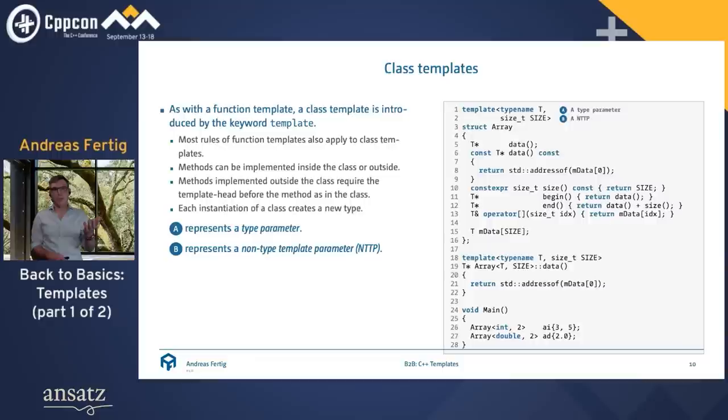So we say typename T, size_t Size, and then it returns the T star, which would be the same as we would write for a non-class template. And then we have to specify the scope of the class. We say Array, but this time we have to be specific and say in the angle brackets that it's for T and Size, such that the compiler can map this and create the appropriate function or class method for us.